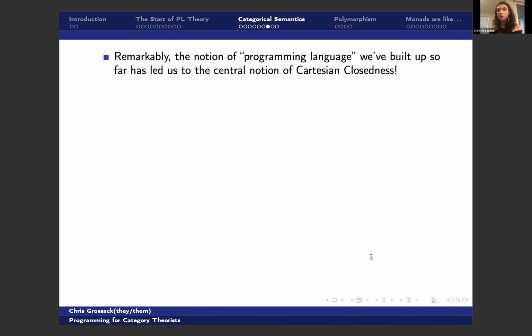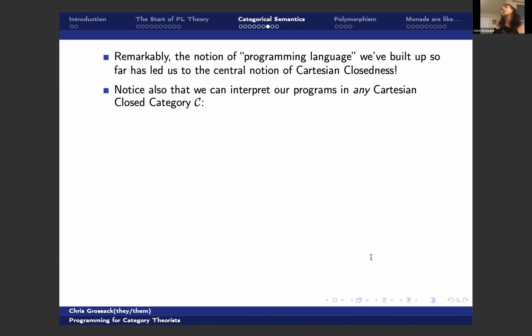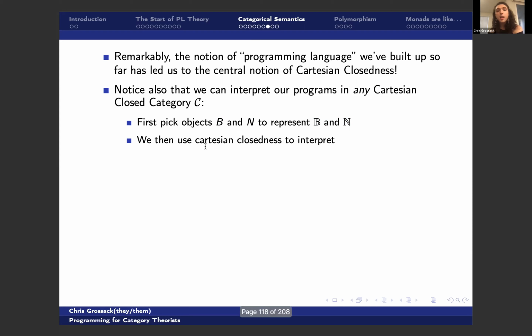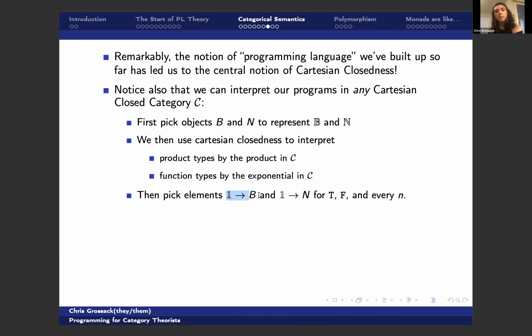Cartesian closed categories are an extremely important class of categories. And so notice, just like Set, we can now interpret our programs in any Cartesian closed category C. First, we pick objects B and N in our category to represent boldface B and boldface N. And then, using our Cartesian closedness, we know how to interpret product types because we know that C has product types. And we know how to interpret function types because we know that C has exponentials. Then we can pick elements from 1 to B and 1 to N corresponding to true, false, and every n in the natural numbers.